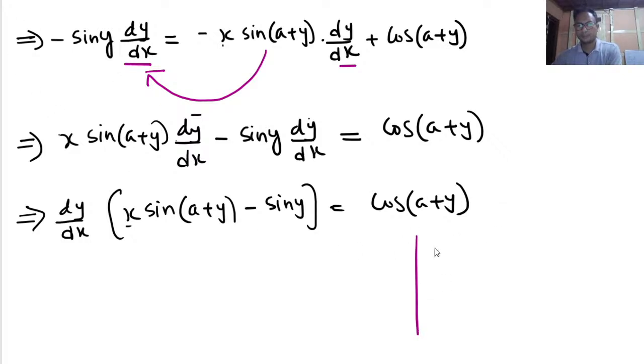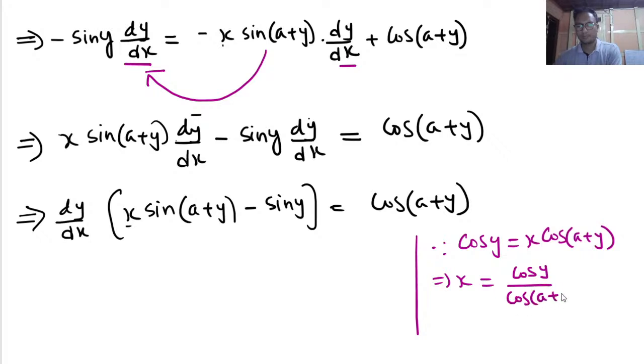We know that x equals cos y divided by cos of a plus y.